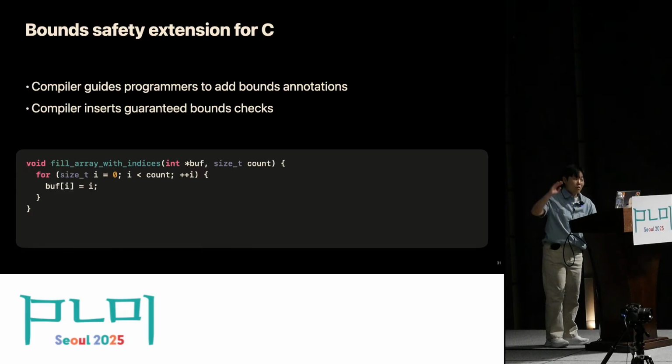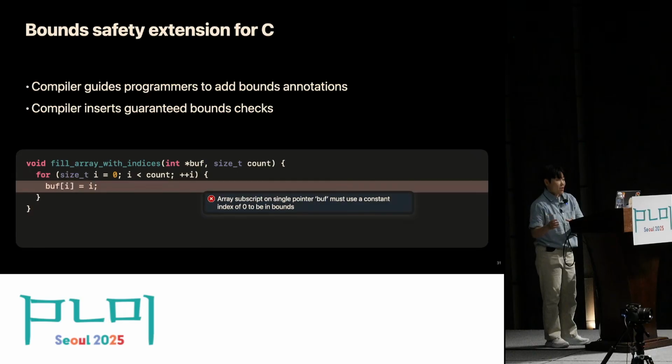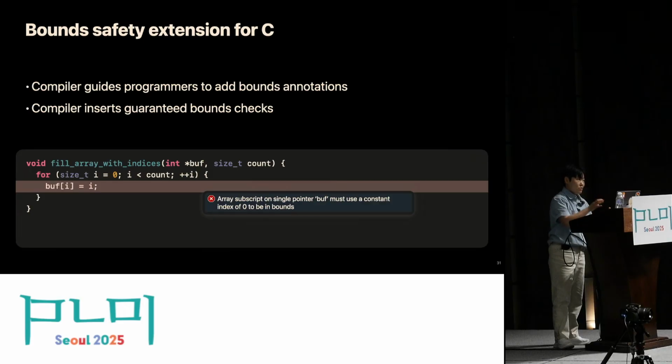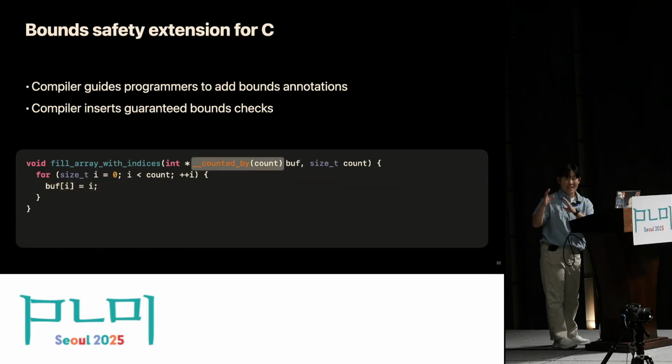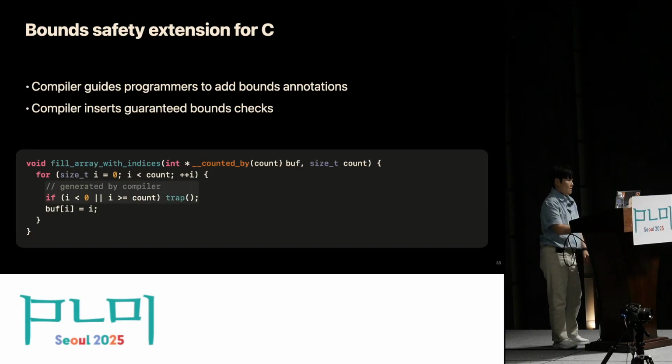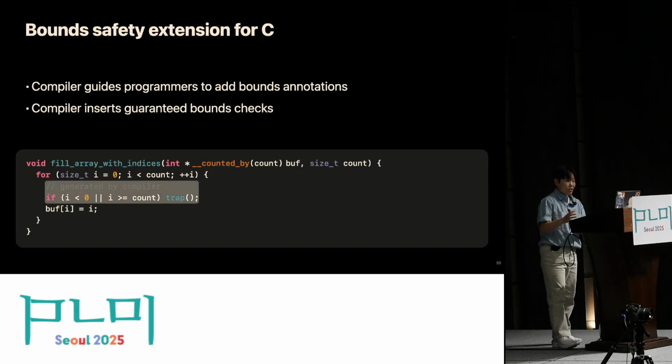Here is a high-level overview of the bounds safety extension. The compiler guides programmers on where it needs more bounds information through diagnostics like this. Then the programmer can add bounds annotations there. And then the compiler inserts bounds checks on memory accesses using that information. This technique eliminates direct bounds safety problems in C code.